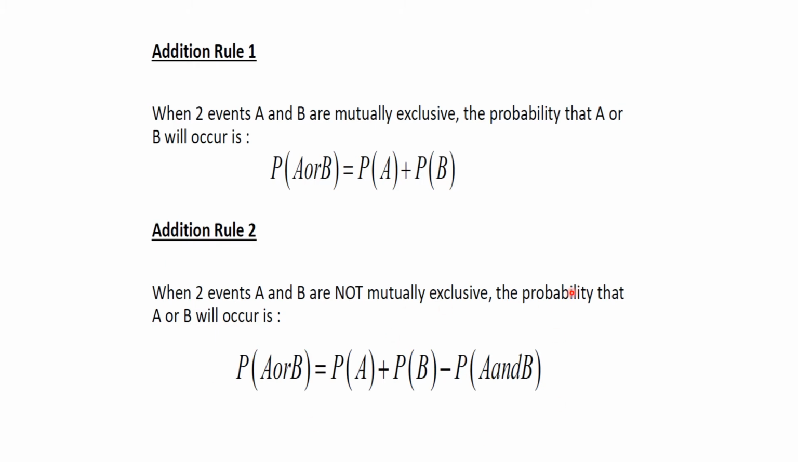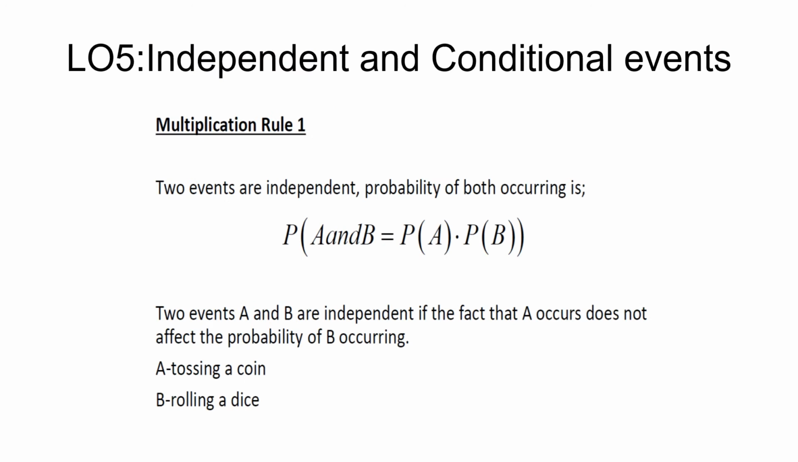Later at the end, we will have an example question, because probability questions normally combine all the probability topics together, right? So we will have the question at the end of the probability introduction here. And the fifth learning outcome here explains independent and conditional events.